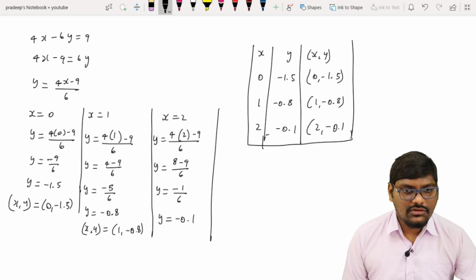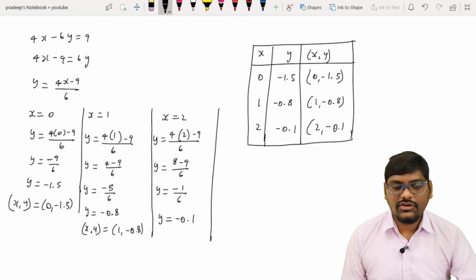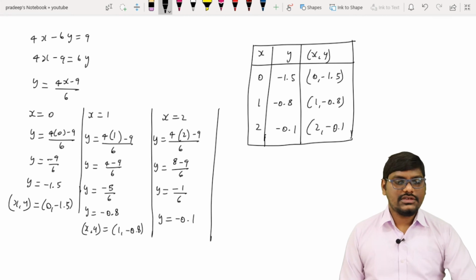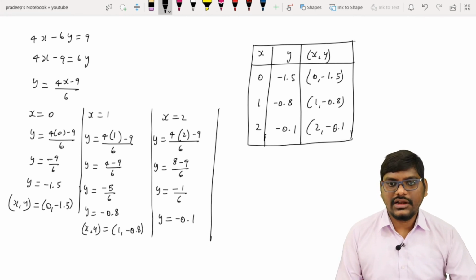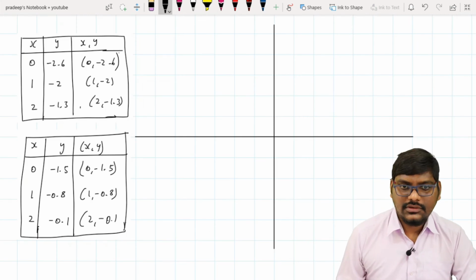Okay, so now what we do is that we'll draw the graph for both of the equations, the quadrants which we got. Alright, so let's go forward and draw the graph. So let's see the graph.